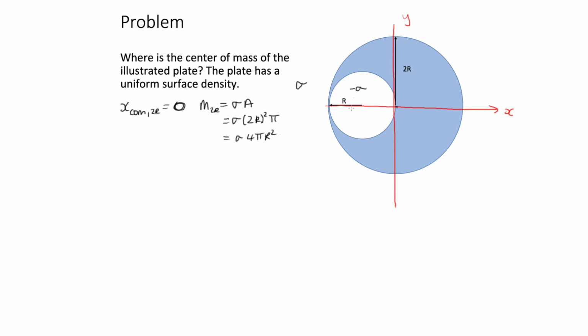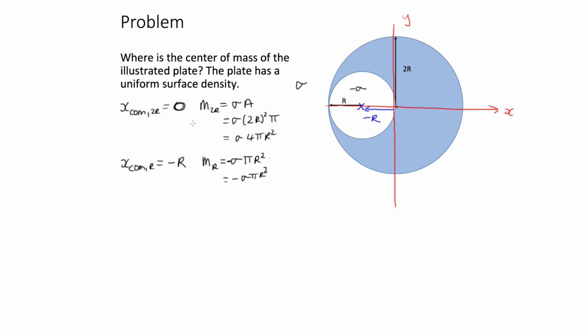Now we need to do the same thing for this little disk with this negative surface density. The x for the center of mass of the one with radius r is going to be in the middle of this disk, which is here. So that's a distance r from 0, so that's actually minus r is its location. We'll call this one here minus r. And now we need to know the mass of this disk. That's going to be minus sigma times its surface area, which is pi r squared. So this is equal to just minus sigma pi r squared.